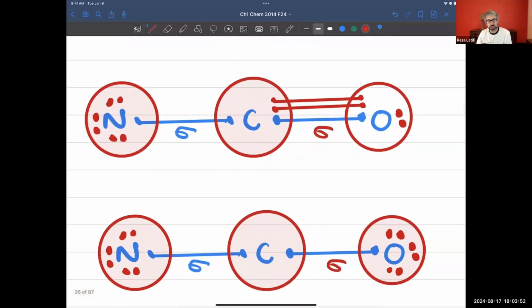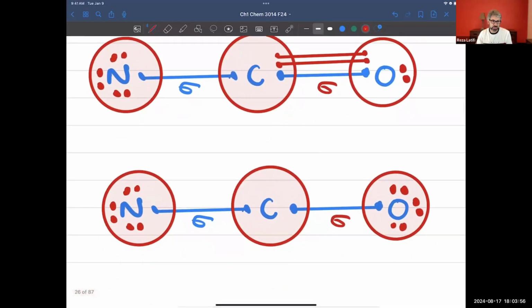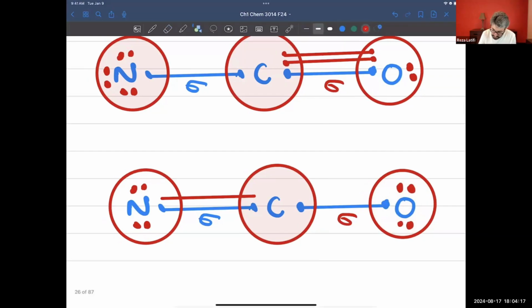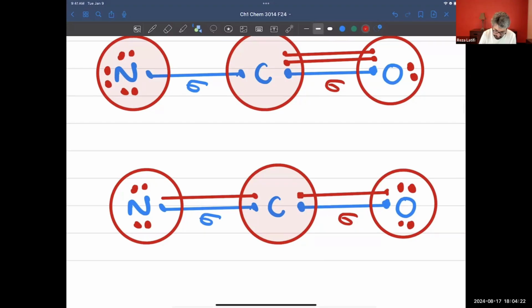Okay, that's another option. Or we can share one lone pair from each element. So let's go after this lone pair from nitrogen. That's gone. Now we're going to show it as a double bond. Double bond between carbon and nitrogen. Another lone pair from oxygen. Those are pi bonds.